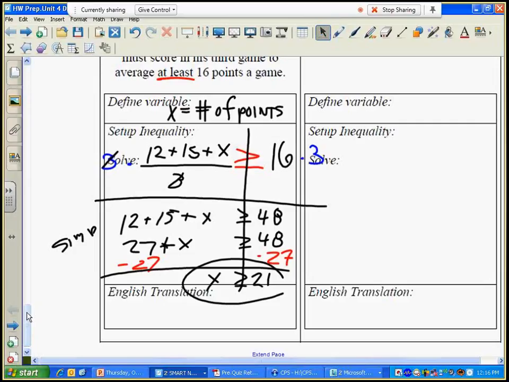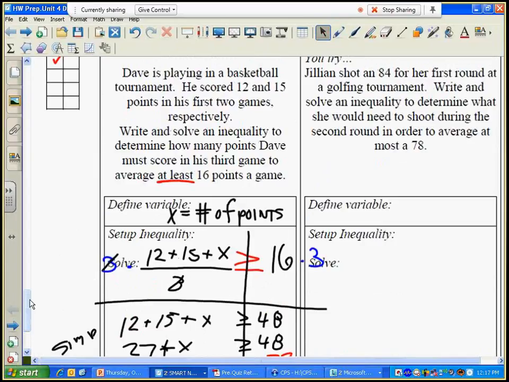Okay. So what is that telling us here? That's saying that if Dave gets 21 or more points in his 3rd game, then he should average at least 16 points a game for the tournament. Okay, so x is greater than or equal to 21. Let's say that the number of points is at least 21. So x is greater than or equal to 21. The number of points is at least 21. Okay? Now let's have you guys try the one on the right. All right, go for it.